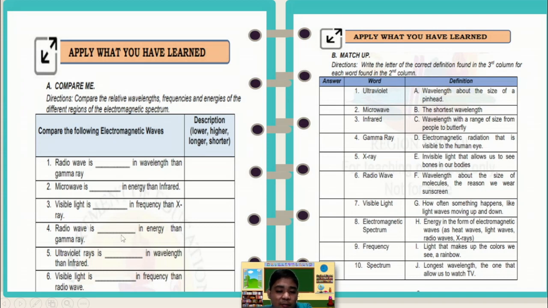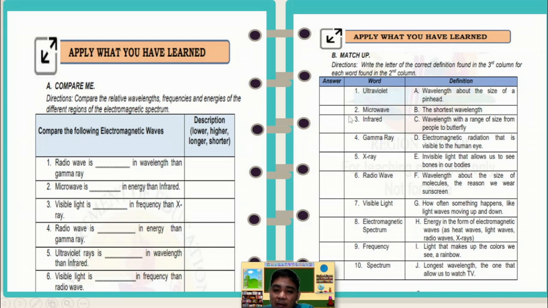Number 4, radio wave is blank in energy than gamma ray. 5, ultraviolet rays in wavelength than infrared, or blank in wavelength than infrared. Number 6, visible light is blank in frequency than radio wave. So to my students, you have a printed copy of this. You may take a closer look in the graph of the electromagnetic spectrum, or you may go back to this video. Okay, let us proceed to match up letter B.